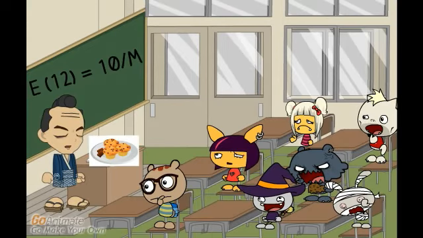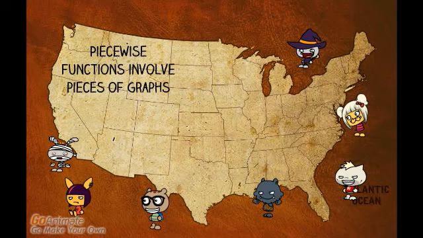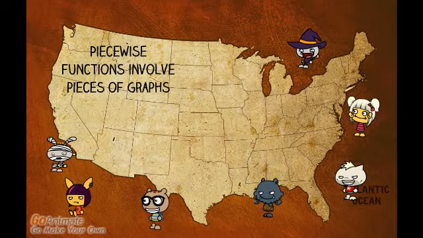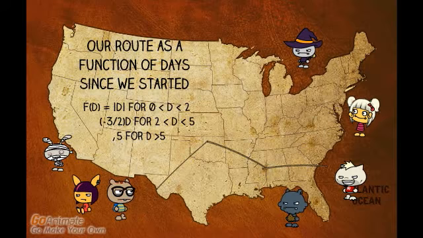Now we will plan a piecewise road trip across the country. Piecewise functions involve pieces of graphs. We will map out our route in 3 separate functions, with days of traveling determining which piece of the trip or function we are on. We have one function for days 0 to 2, another for days 2 and 5, and a final function for after 5 days on the road.